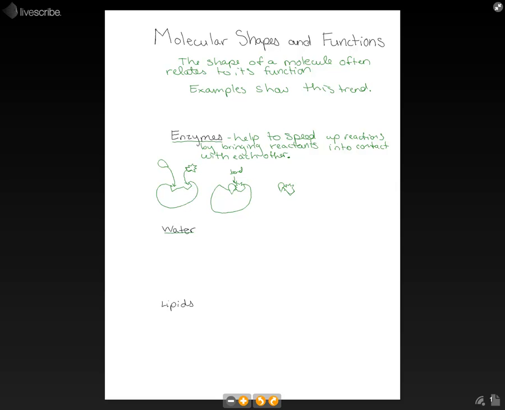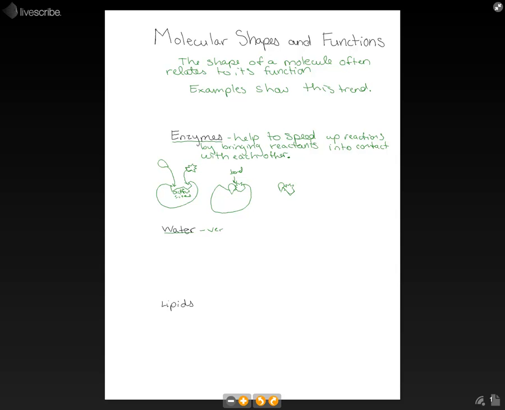So therefore, the shape of an enzyme with active sites greatly determines its function of bringing things into contact with each other.